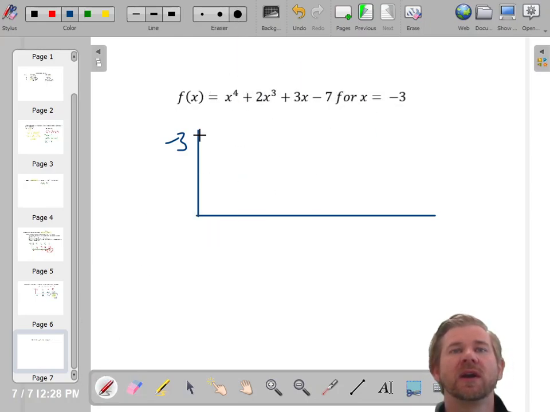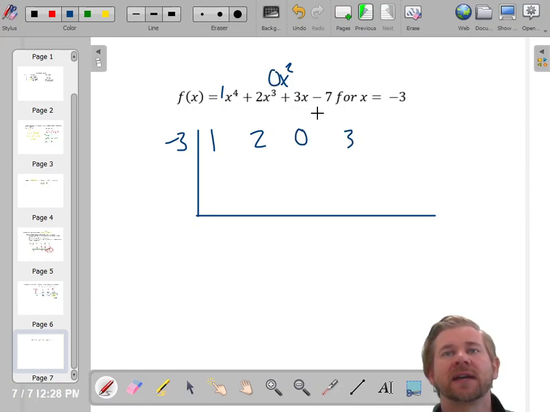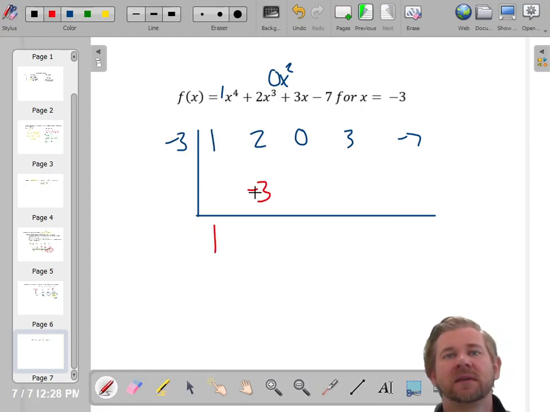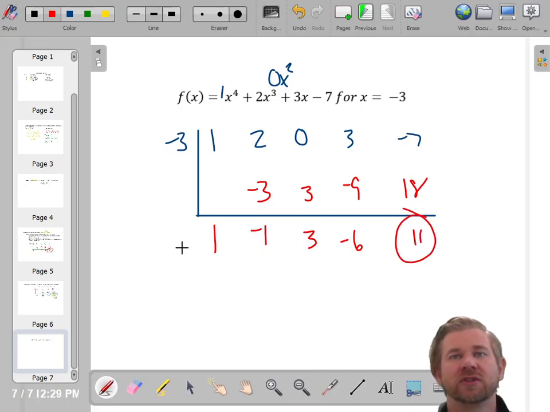So degree 4, the coefficient is 1. Degree 3, the coefficient is 2. There is no x squared term, so I need to put a 0 in there. 3x and then -7. And now I play this game where I bring down the 1, and now I multiply, and then I add. Multiply, and then I add. Multiply, add, multiply. 18 minus 7 is 11. So the answer should be 11.